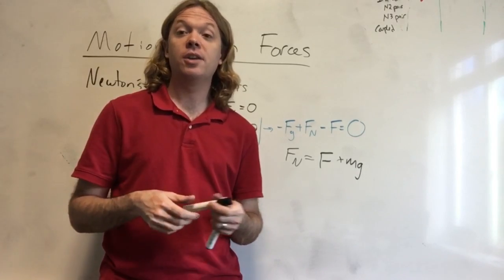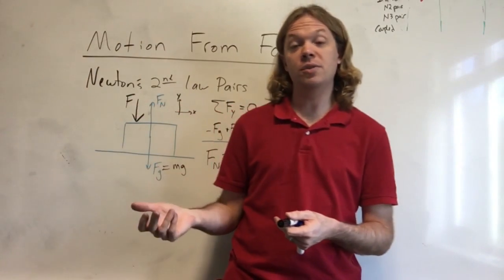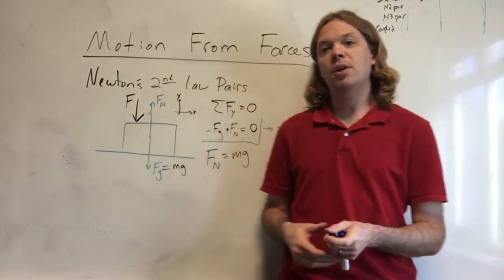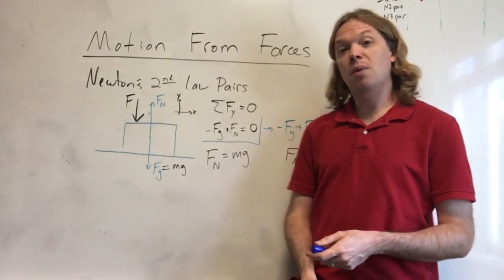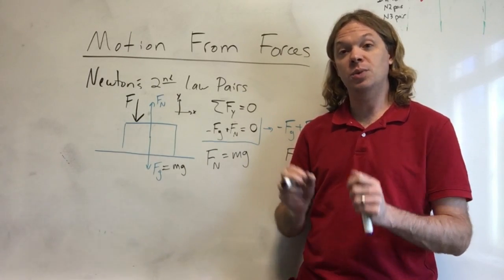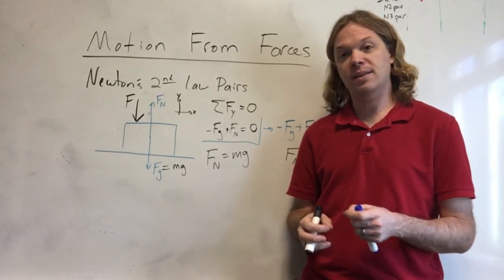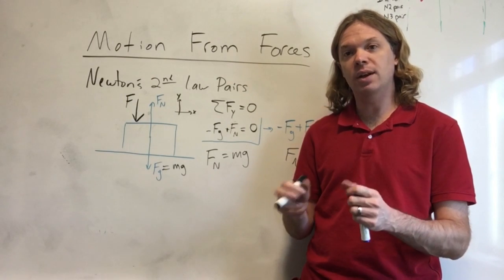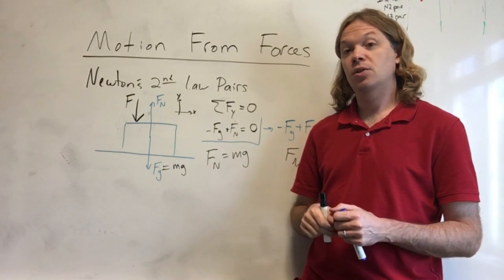So the lesson to take away here is not only what the definition of this Newton's second law pairs is, but also we found the normal force from Newton's second law, and that's the only way you can find the normal force. You cannot assume the normal force is mass times the gravitational acceleration. The only way you can find the normal force is to solve Newton's second law.